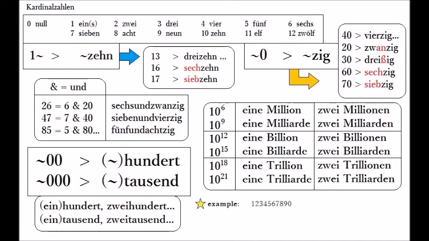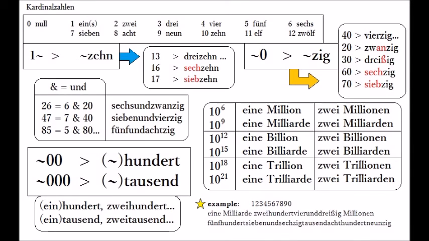Here's a final example. Can you read this number? It is 1.234.567.890. Bonus info! Here are 5 useful things to know about numbers.